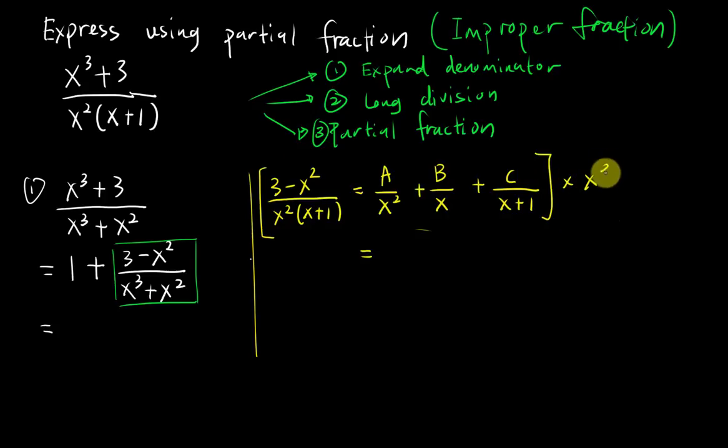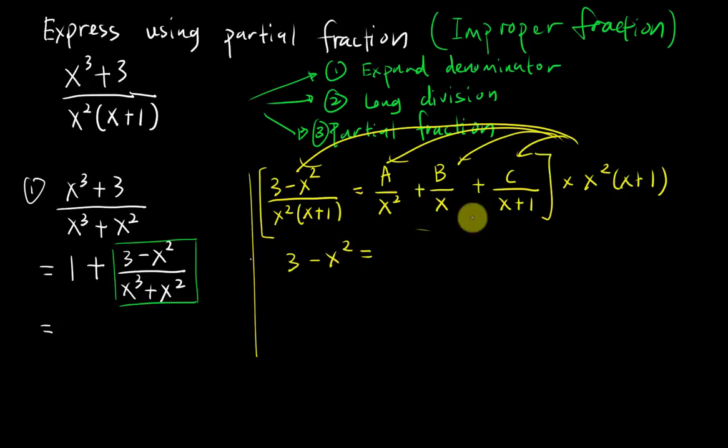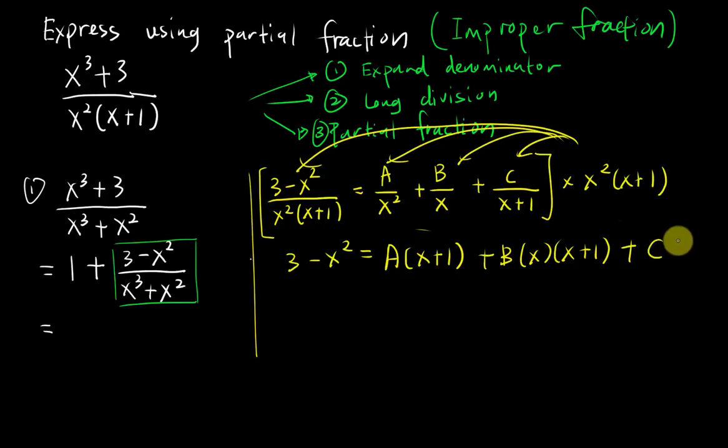I will multiply x squared times x plus 1 for every single one. So you just imagine if you multiply the denominator for the whole thing here, you're left with 3 minus x squared. Over here if you multiply x squared and x squared, you can simplify, right? So you should be left with a times x plus 1, plus b, and x and x you simplify, you still have one more x, isn't it? So you should have bx times x plus 1. Then plus c, you imagine x plus 1 and x plus 1 you cut, so you will still be left with c x squared, isn't it?